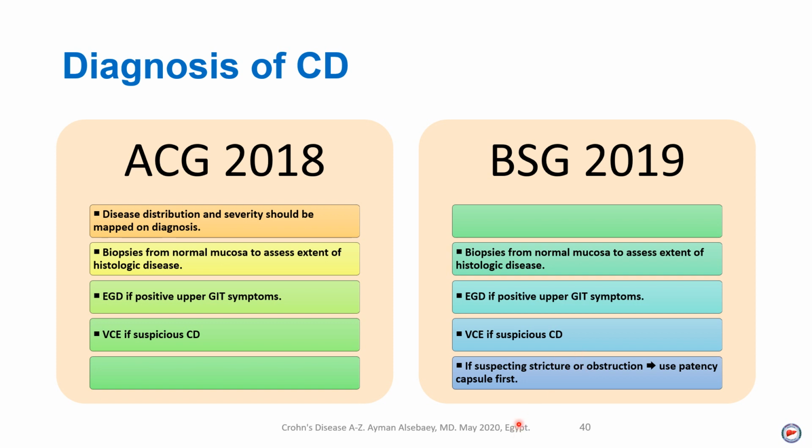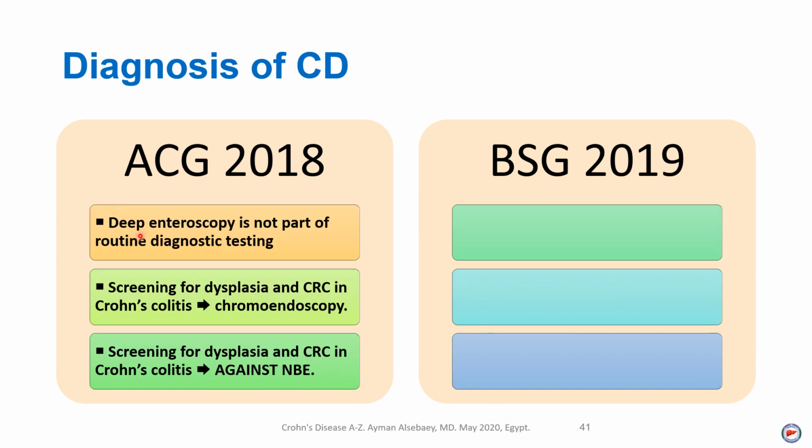If you remember, a patency capsule is a capsule which can disintegrate after a certain period of time. So if there is obstruction or stricture, the capsule will disintegrate and no problem will occur to the patient. If you remember in the previous lecture, we said usually, if the patient has symptoms suggestive of obstruction like nausea and repeated vomiting, you avoid the capsule, but if there are no obstructing symptoms, you can use the capsule safely, but the BSG had recommended using a patency capsule, okay? Deep enteroscopy is not a routine diagnostic test in Crohn's disease.